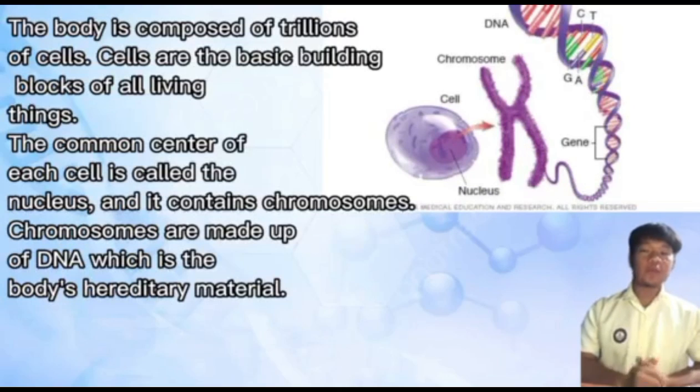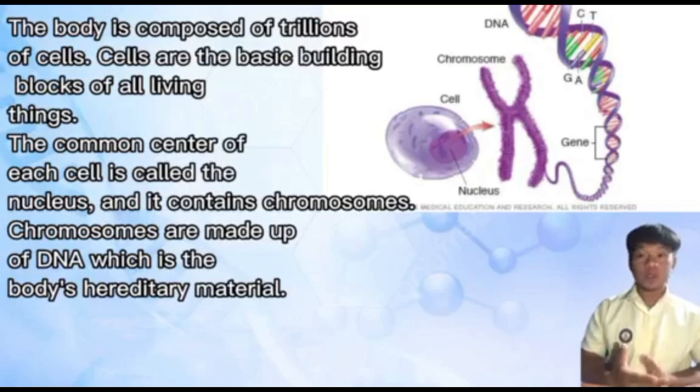So, the body is composed of trillions of cells. Cells are the basic building blocks of all living things. The common center of each cell is called the nucleus, and it contains chromosomes. Chromosomes are made of DNA, which is the body's hereditary material.